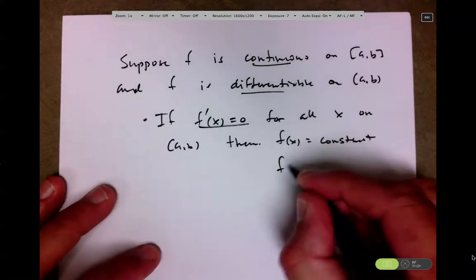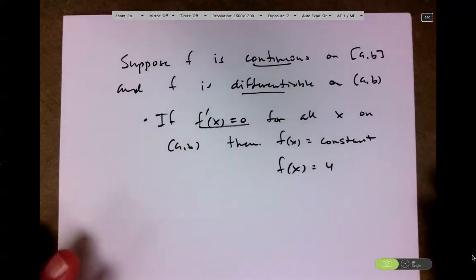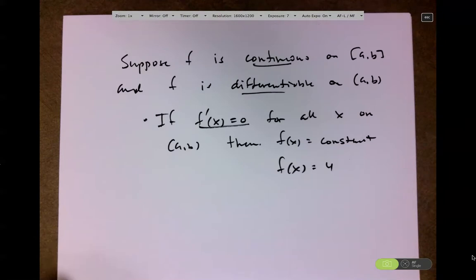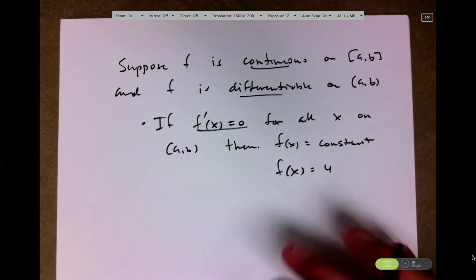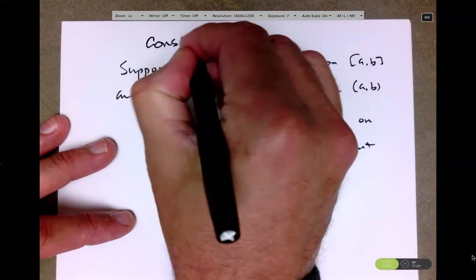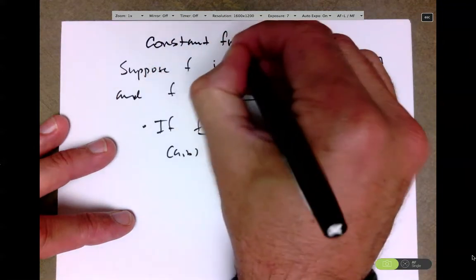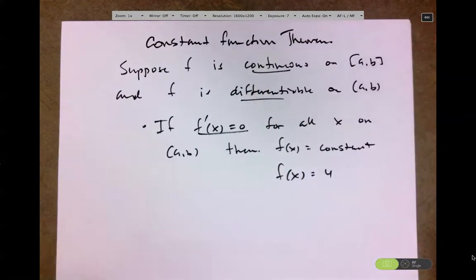So it must be a function like f of x is equal to 4. Okay, just a horizontal graph. And again, because of the stuff that we've talked about before, I think this is a fairly straightforward kind of problem. This is called the constant function theorem.